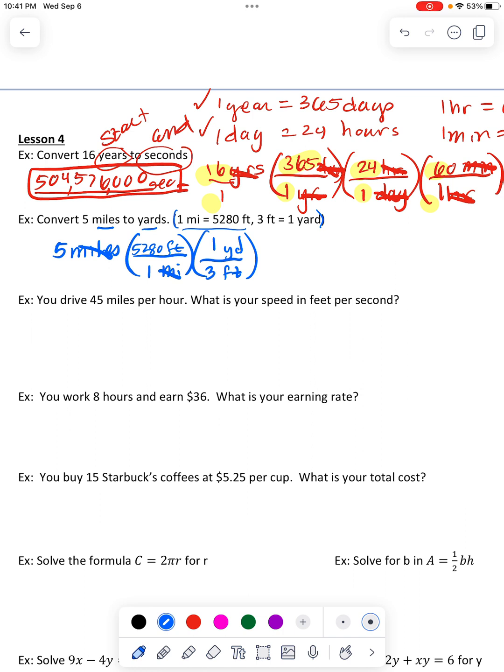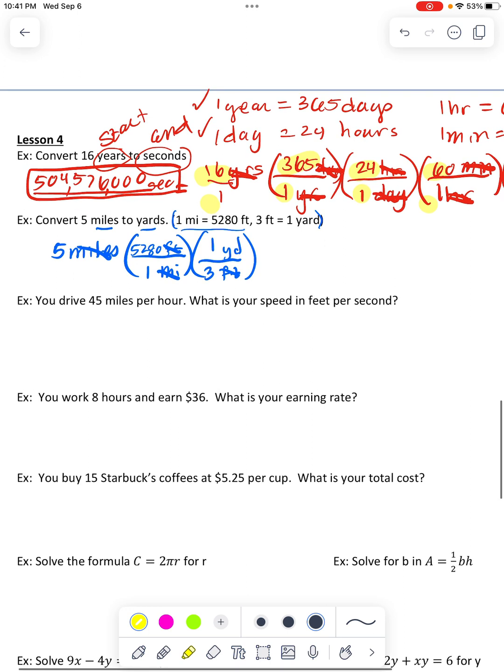So this time the 1 is not on the bottom, because it's not true that 1 foot is 3 yards. It's true that 1 yard is 3 feet. So I'm going to do what I did before, because now the feet cancel and I'm done, because I have yards on the top, which is what I need. So I stop, and now I need to multiply all the numbers on the top. I'm going to have 5 times 5,280 times 1.